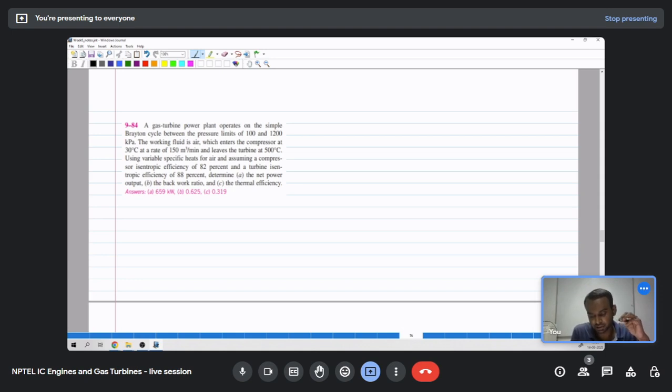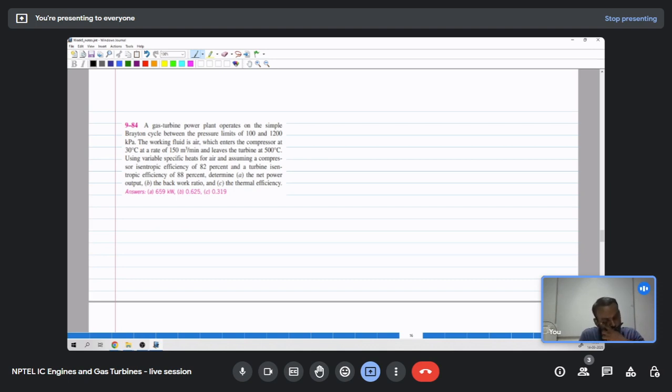We have a gas turbine power plant which operates on a simple Brayton cycle between the pressure limits of 100 and 1200 kilopascal. The working fluid is air, which enters the compressor at 30 degrees Celsius at a rate of 150 meter cube per minute and leaves the turbine at 500 degrees Celsius. Using the specific heats of air and assuming a compressor isentropic efficiency of 82% and a turbine isentropic efficiency of 88%, determine the net power output, the back work ratio and the thermal efficiency.